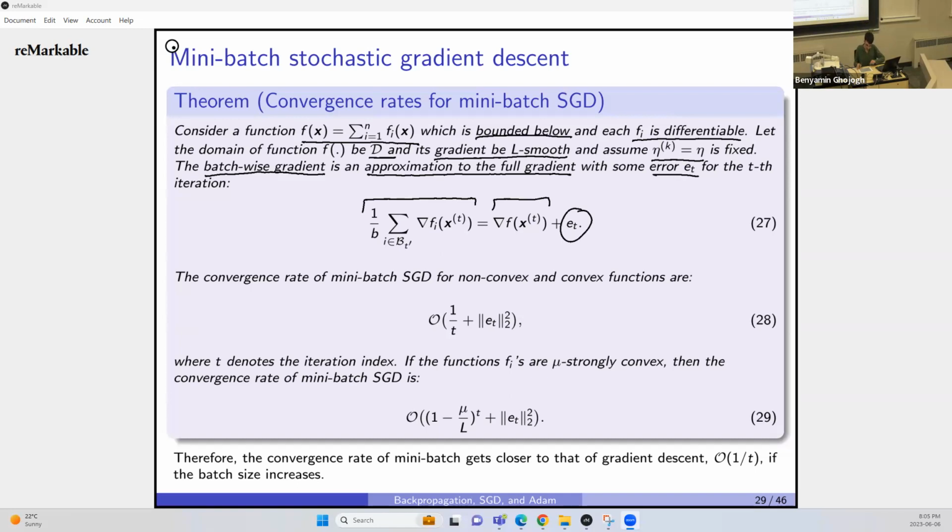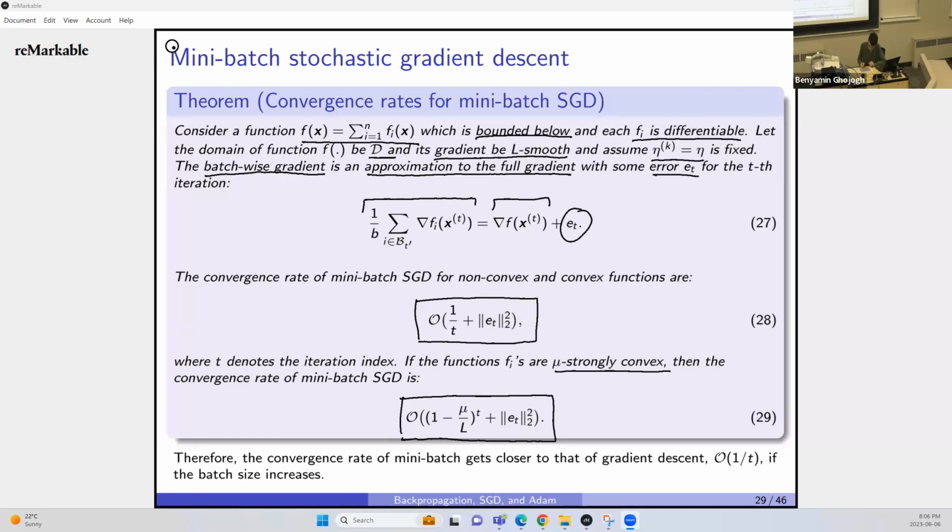And the convergence rate of mini batch SGD for non-convex and convex functions is this: big O of 1 over T plus the squared L2 norm of the error, where T is the iteration index. And if the function is mu strongly convex, then this is the convergence rate: O of (1 minus mu over L) to the power of T plus the squared L2 norm of E_t. And we are going to analyze this too.